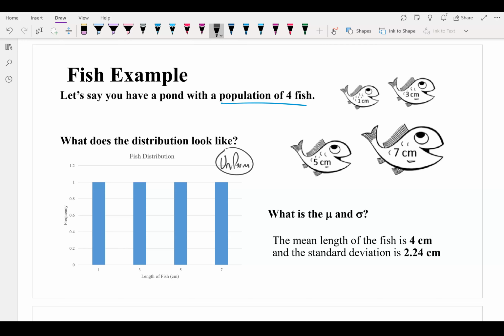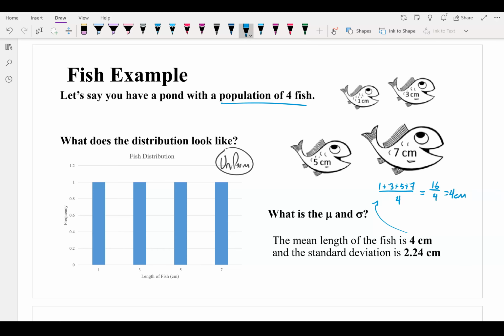In this case, it says, what is the mean and what is the standard deviation? Well, the mean length of the fish is 4 centimeters. And if you want to know why, you can take 1 plus 3 plus 5 plus 7, add them all up, divide by 4. What's 1 plus 3 plus 5 plus 7? That's 16 over 4. It's 4 centimeters. The mean length of all these fish is 4 centimeters.